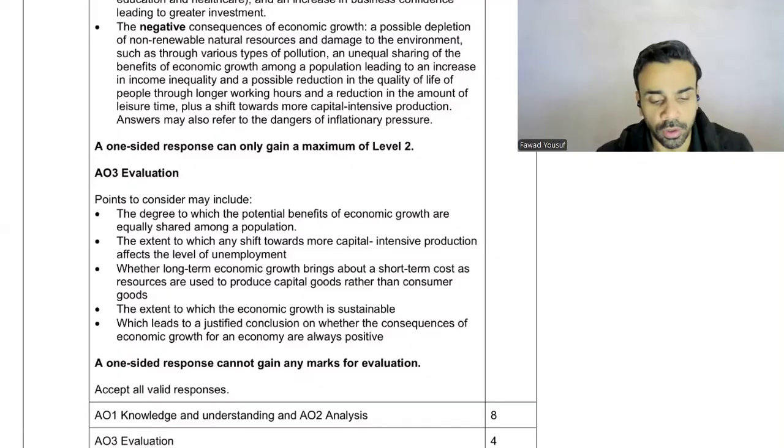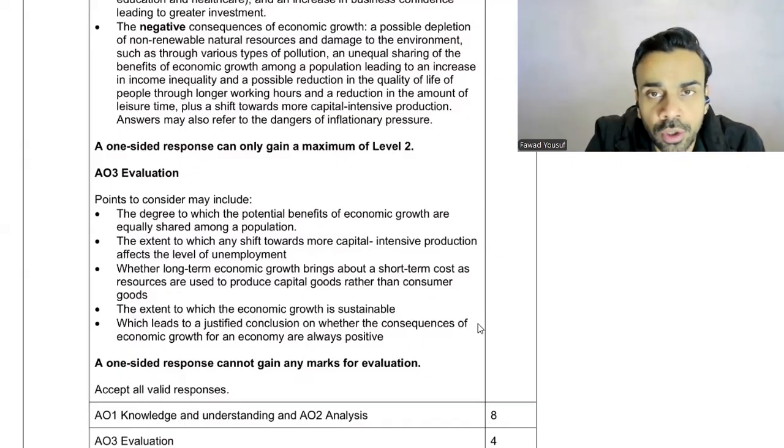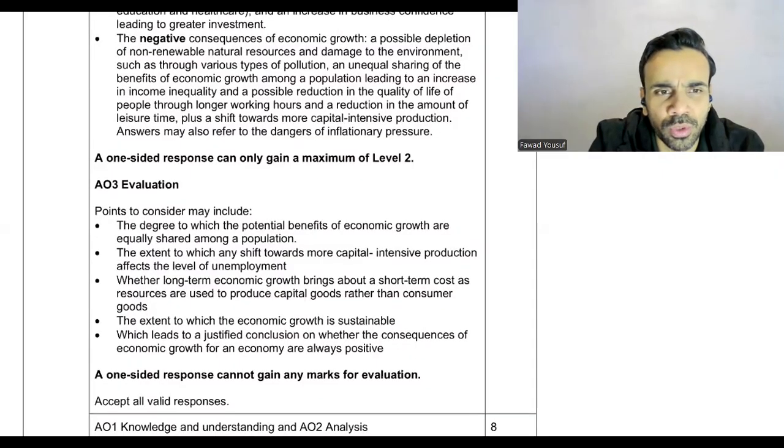ठीक है? So obviously your final conclusion is that it is not always beneficial. It depends how the positives and the negatives are affected. You know, so somewhere along this line इस तरीके से आपका answer का structure होना चाहिए. इसके ऊपर और भी ऐसे है, मेरे ख्याल है एक रह गया है. Let me just show you that also.